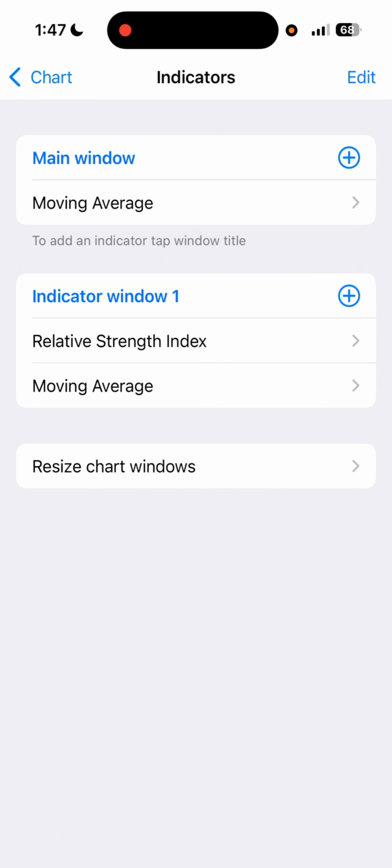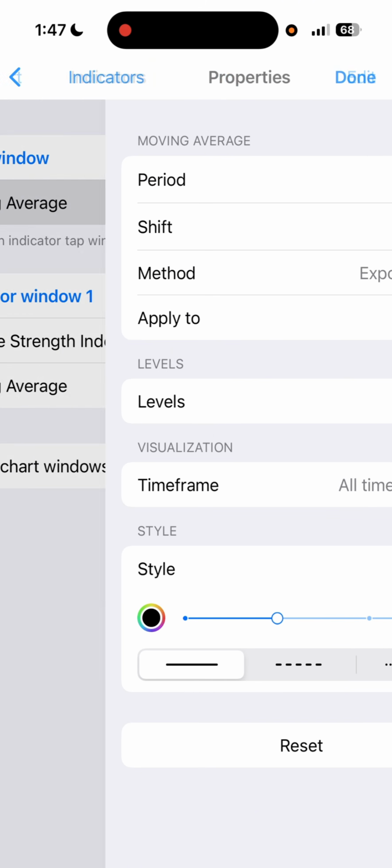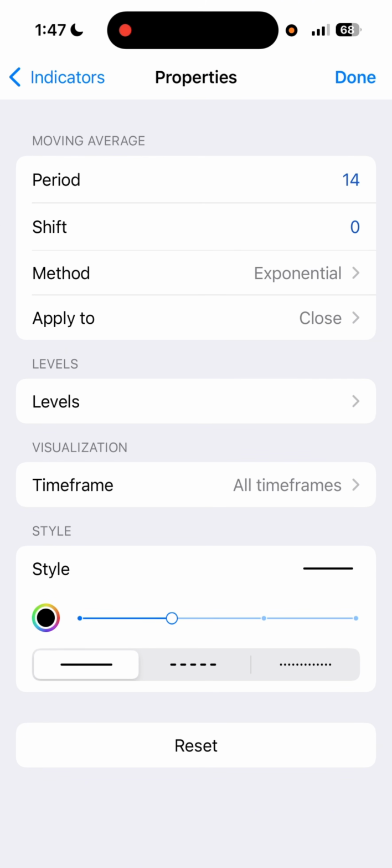We'll go over to the indicator section. On the main window, you click on moving average. You set the period to 14. Shift is going to be 0. Method exponential, then you apply to close. The style, you put on 2 pixels, then use black color or any color of your choice, as long as you understand what you are doing on the market. Then you click on done.